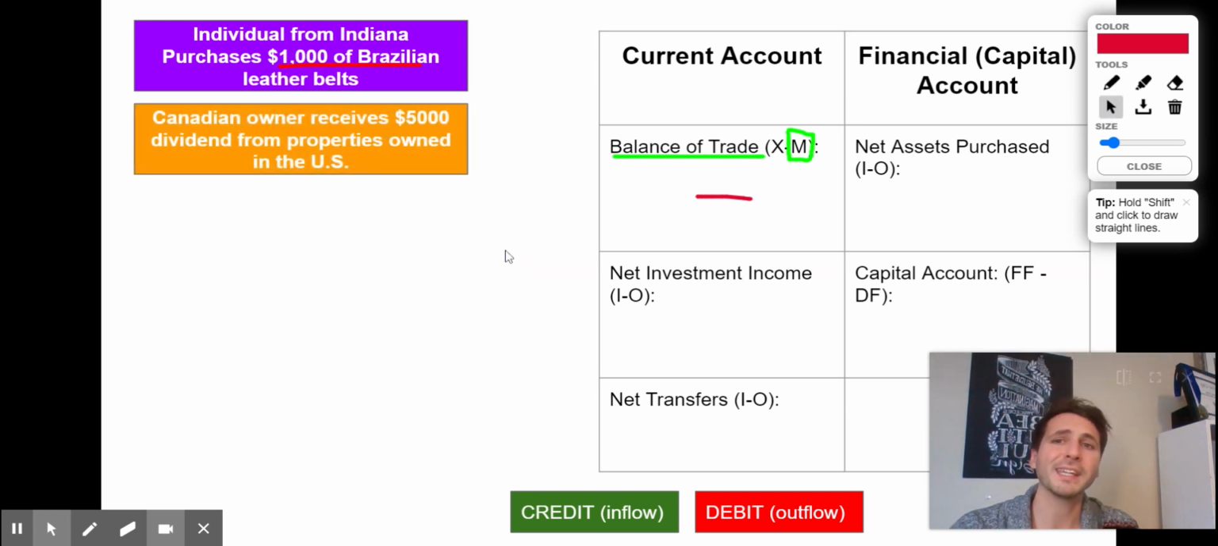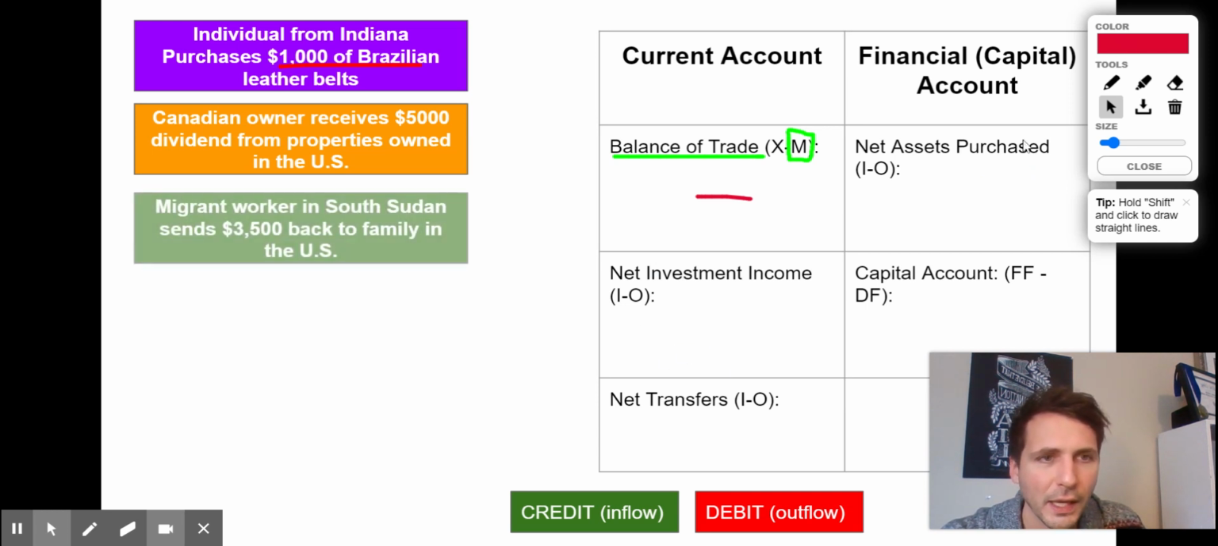Okay, let's try the next one. A Canadian owner receives $5,000 dividend from properties owned in the United States. What category does this fall under? Of course, this is net investment income. It's money made from properties owned. Is money flowing into the US or out of the US? Well, of course, it's flowing out. It's going to a Canadian owner, right? So $5,000 is leaving. That's outflow. Whenever we have outflow, we know that's going to be negative, and that's going to show up right here. And that's going to move our current account towards a deficit as a result.